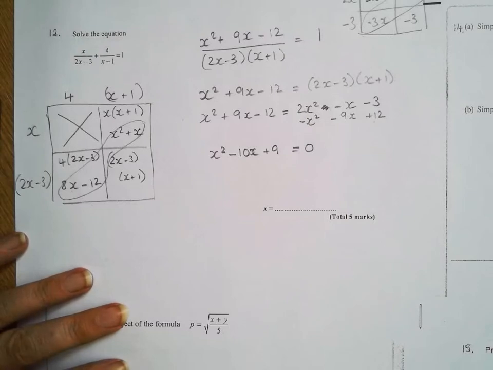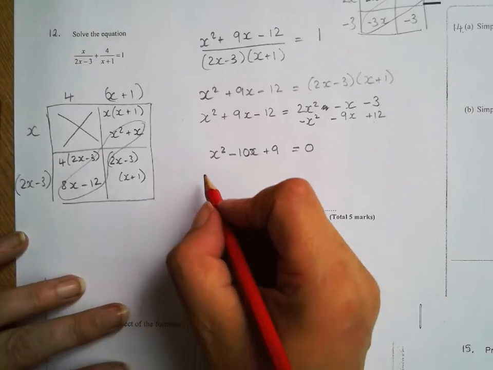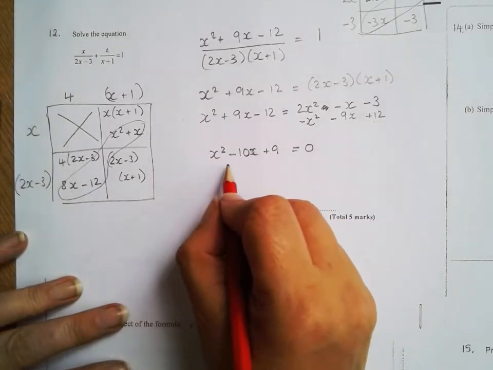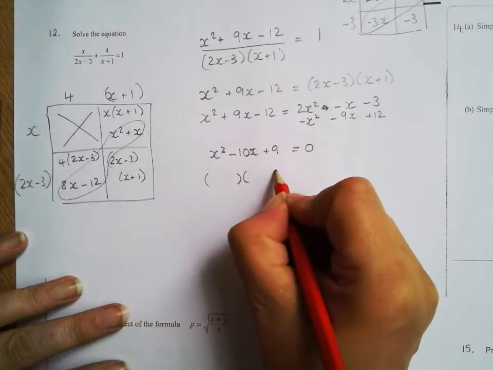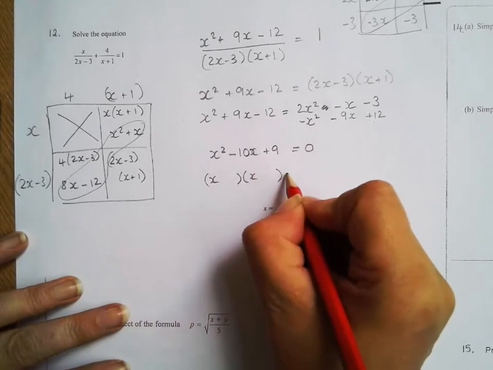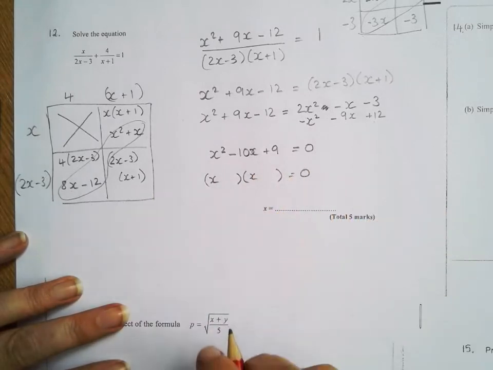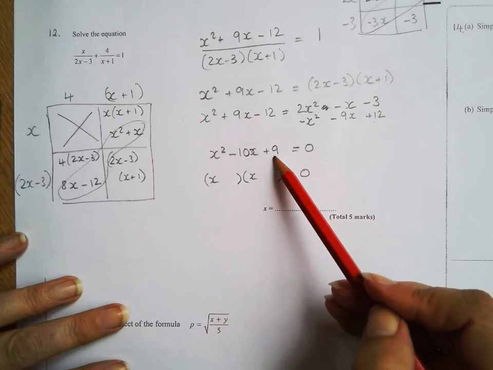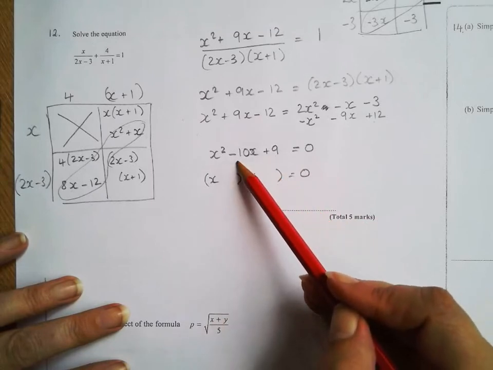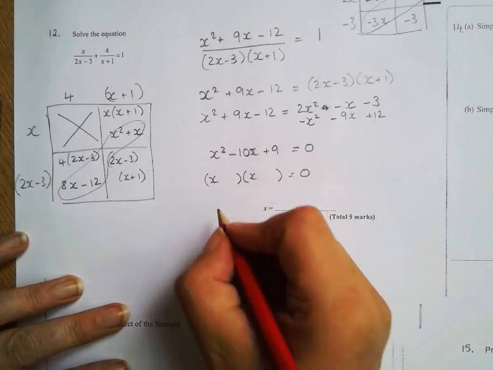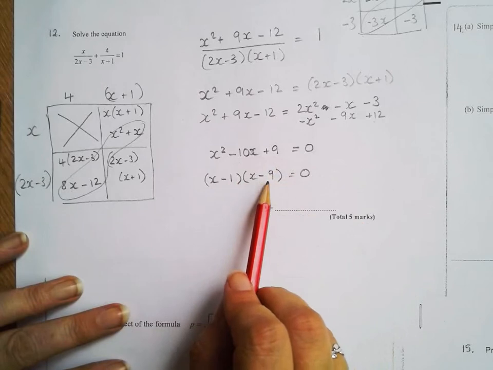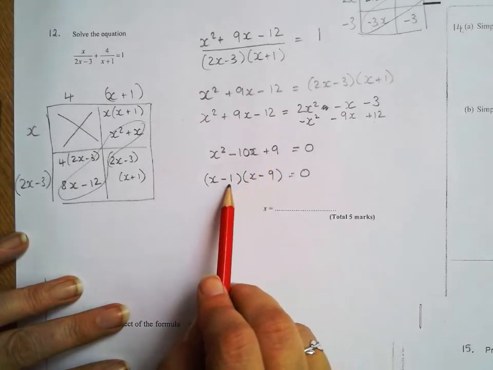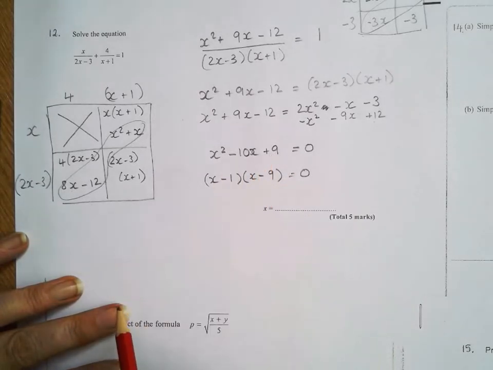Now this is a question on the non-calculator paper that can be solved by factorising. So I'm going to put this into two brackets because there isn't a common factor for all three of the terms. So my brackets are going to begin with x, and I'm looking for two numbers that multiply to make 9 and add to make minus 10. Now those two numbers are going to be minus 1 and minus 9, because minus 1 times minus 9 will give me a positive 9, and minus 1 minus 9 will give me a minus 10.